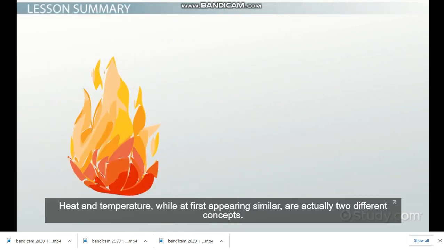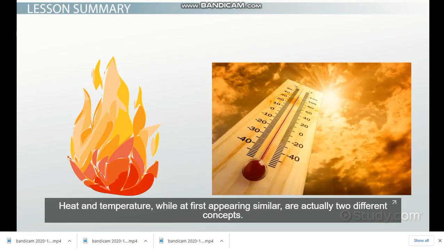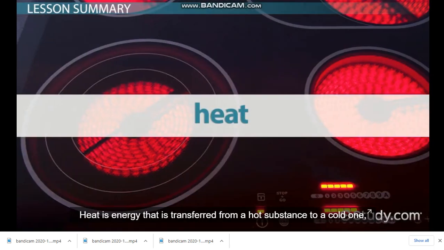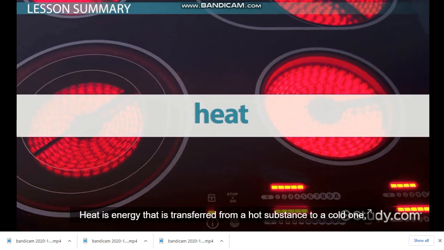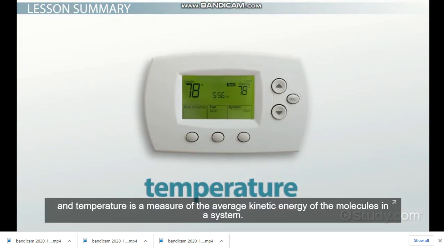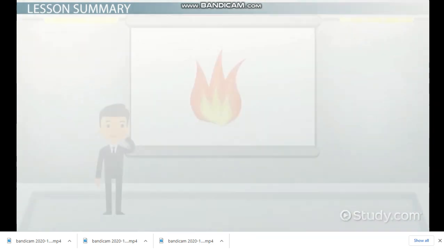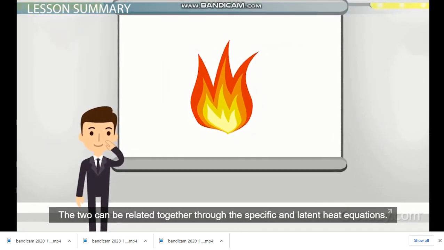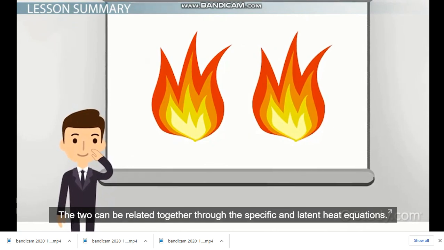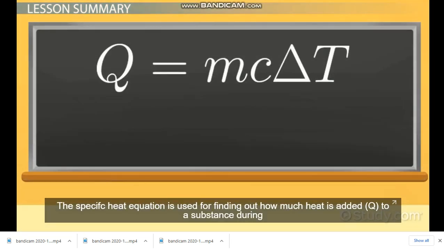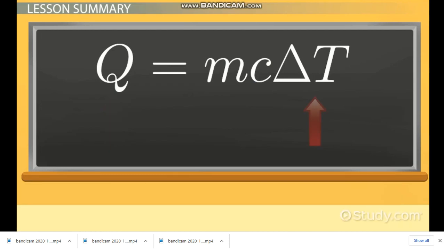Heat and temperature, while at first appearing similar, are actually two different concepts. Heat is energy that is transferred from a hot substance to a cold one, and temperature is a measure of the average kinetic energy of the molecules in a system. The two can be related together through the specific and latent heat equations. The specific heat equation is used for finding out how much heat is added, Q, to a substance during a change in temperature, delta T. Q equals mc delta T.